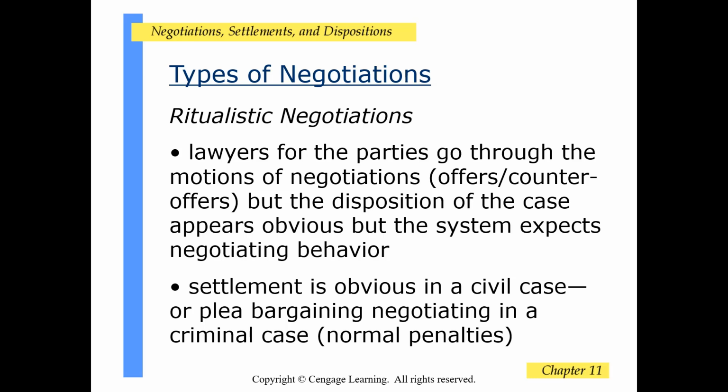Another type of negotiation is ritualistic negotiations. This is where lawyers for the parties go through the motions of negotiation, offer, counteroffer, but the disposition of the case appears obvious. The system expects negotiating behavior, so you go through the ritual of negotiation. Settlement is obvious in some civil cases where plea bargaining negotiation occurs in criminal cases. This is what is referred to as ritualistic negotiation.